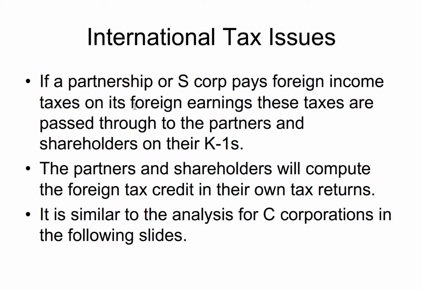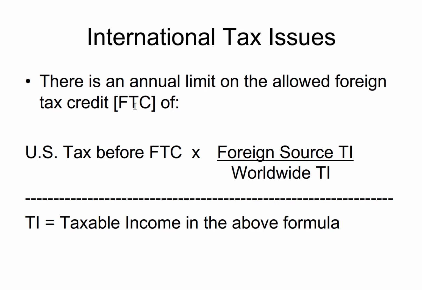The reason for this is you're going to see the limitation in a moment. Again, we look at the amount paid, the amount actually paid, and there's going to be a limitation on that. Whatever is lesser is what we're going to take. Similar analysis for C corporations in the following slide showing the limitation.